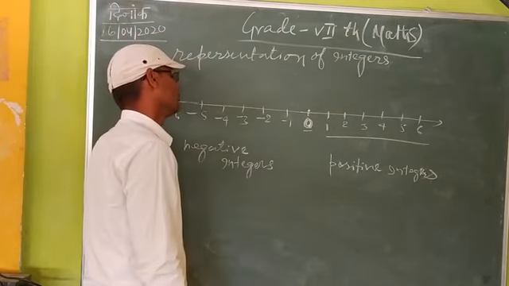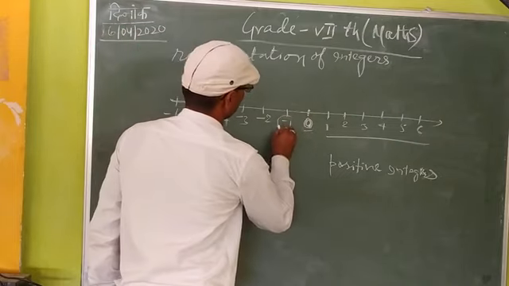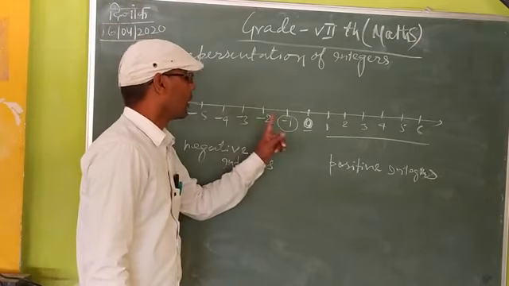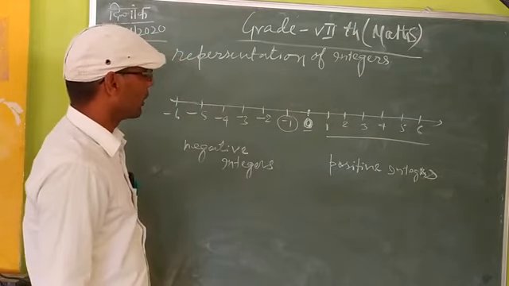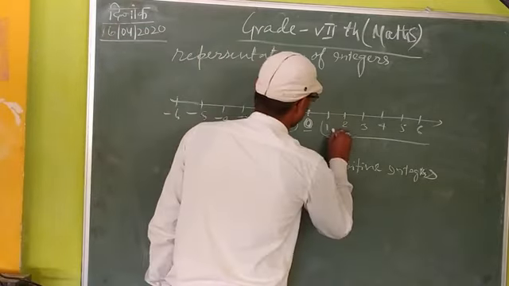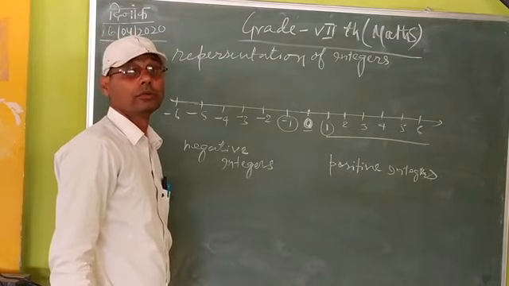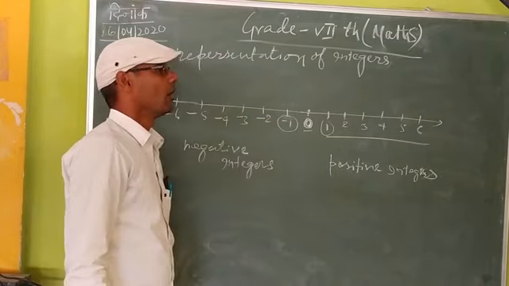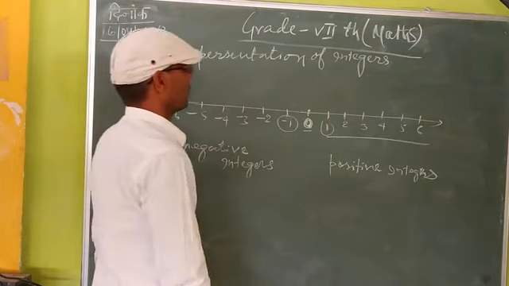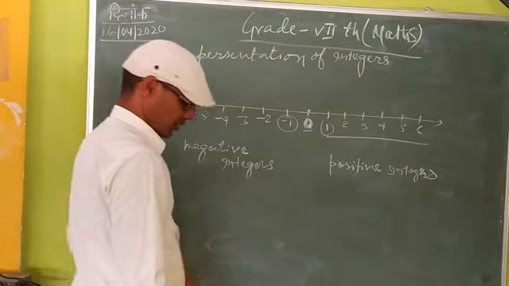and -1 is the largest negative integer, and 1 is the smallest positive integer. We can write various uncountable positive integers and negative integers.